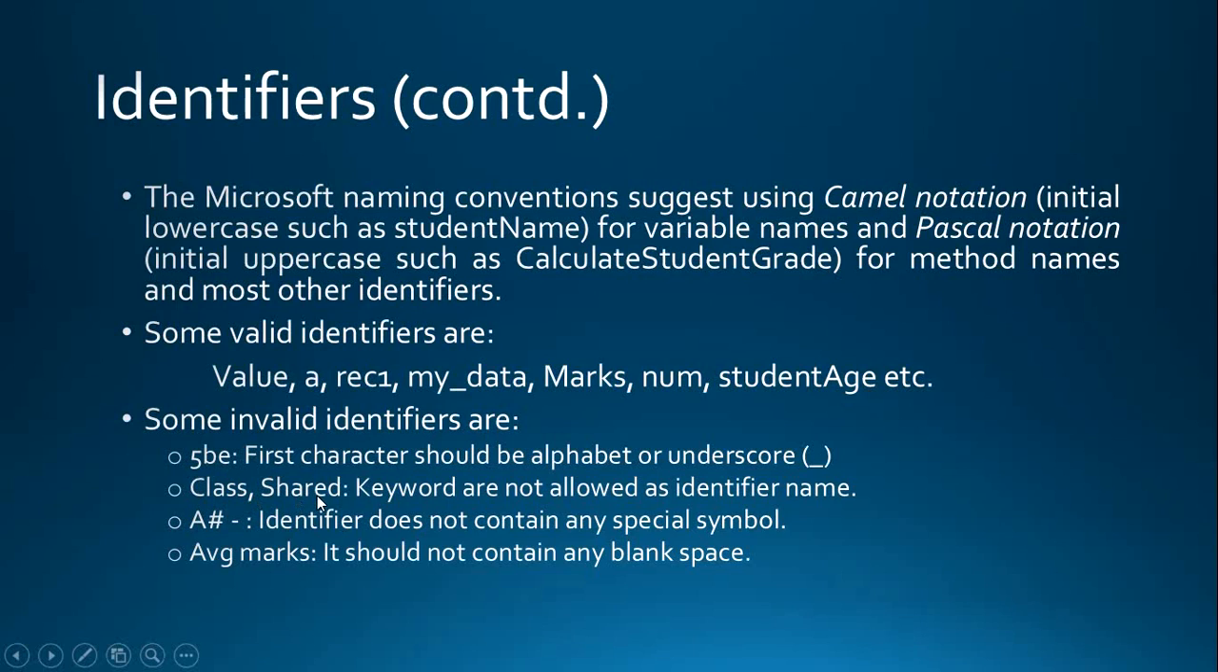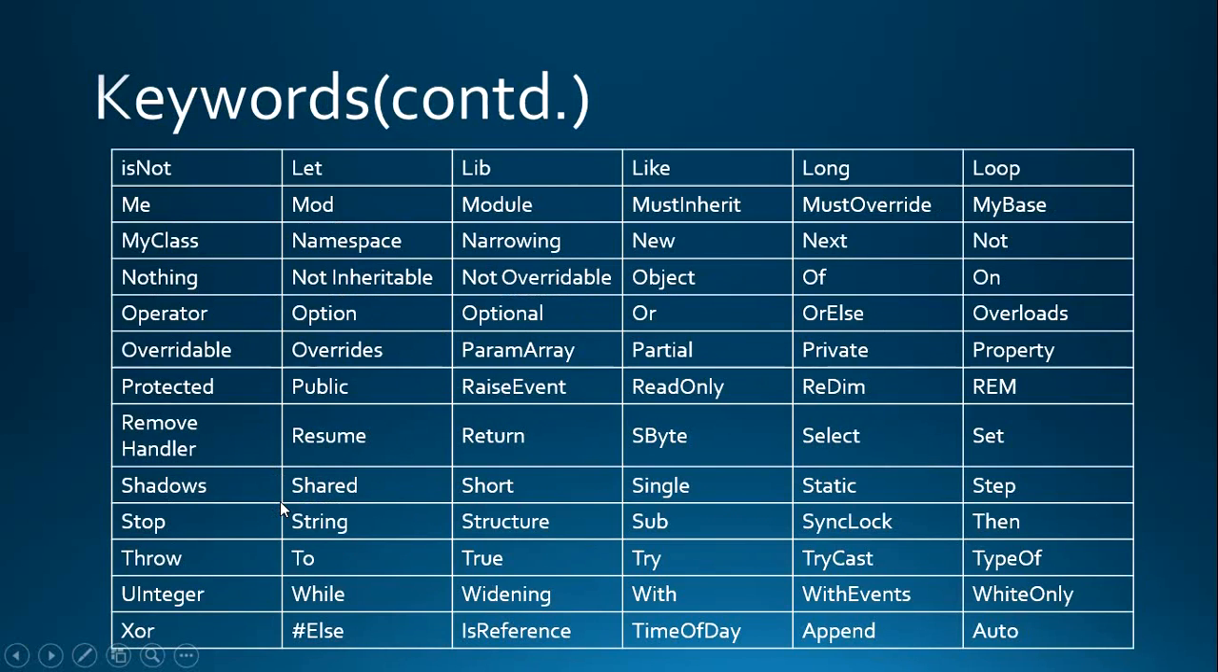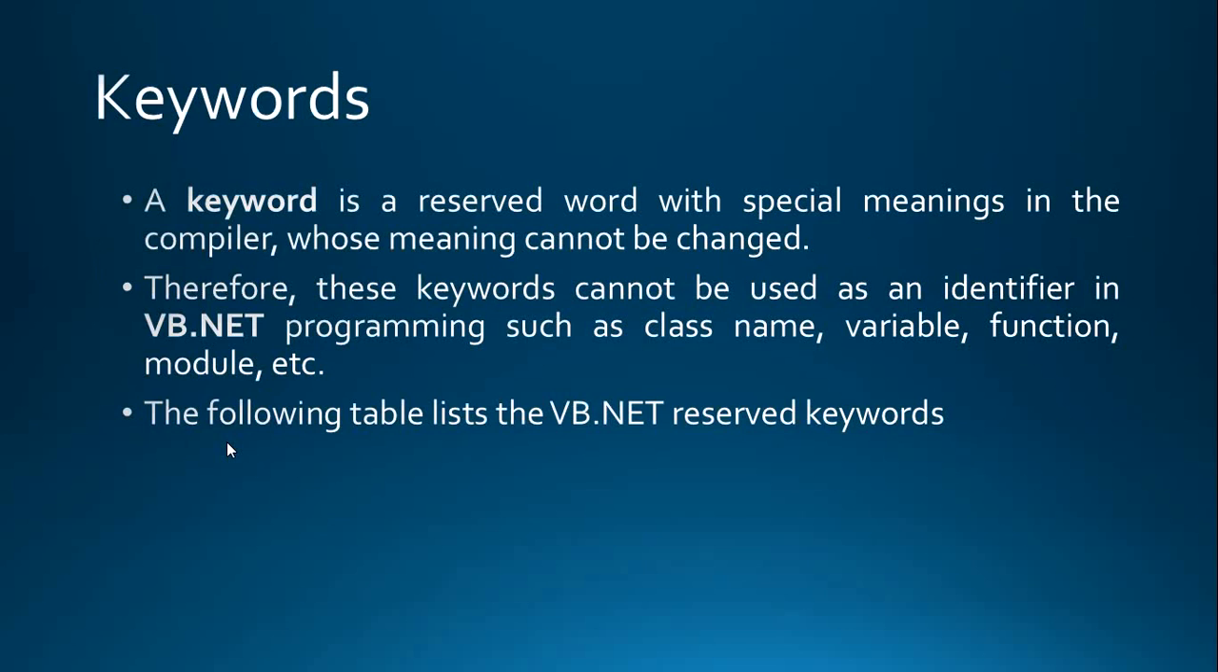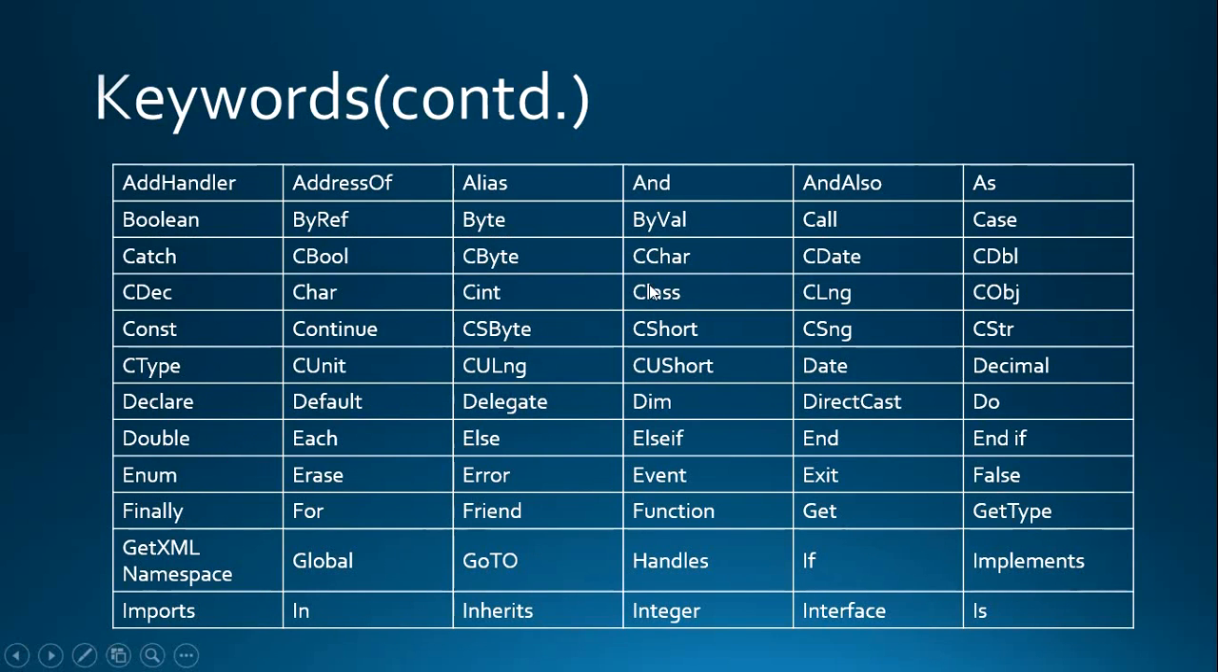Class, comma, shared. This is invalid because they are keywords. Keywords are not allowed as identifier names. As you can see from the keywords section, class you can find here. So you can see that this keyword class here is used here.